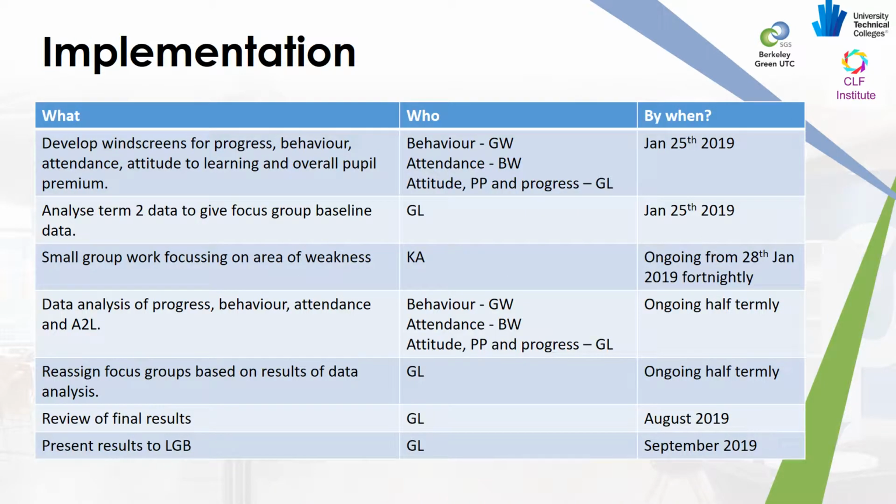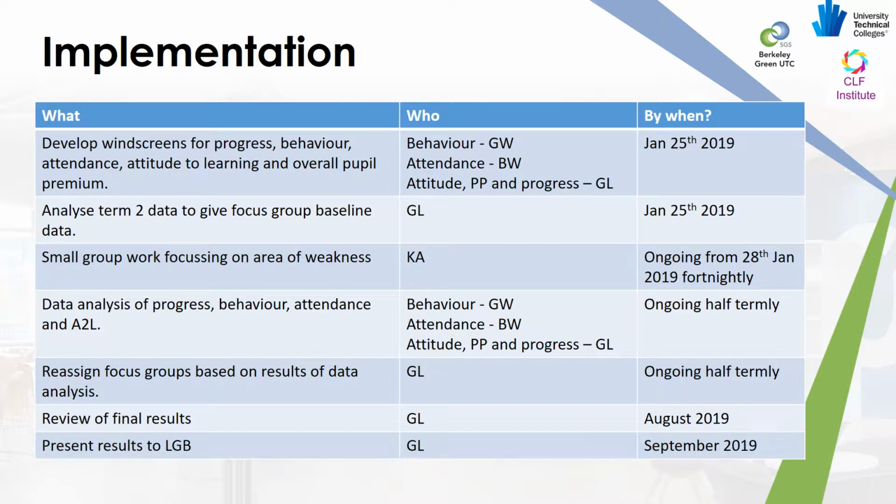The way I'm going to do this is through a number of different strategies. First of all, the windscreens need to be developed, and they are mostly complete. There's still one or two left to finalise in terms of the interventions that go alongside them, and these will be completed by the 25th of January. I'll be working for this with the pastoral leaders, so the member of staff in charge of behaviour and the member of staff in charge of attendance, to help me develop these. I am the member of staff in charge of student progress in terms of academic progress, so I'll be developing those too.